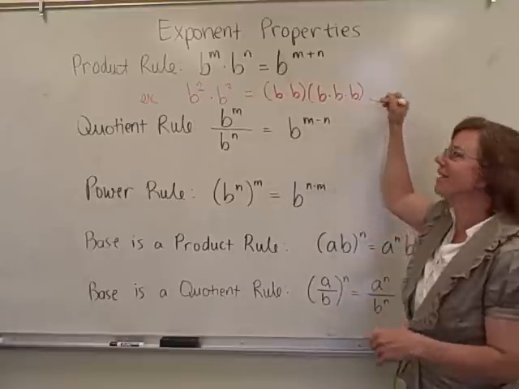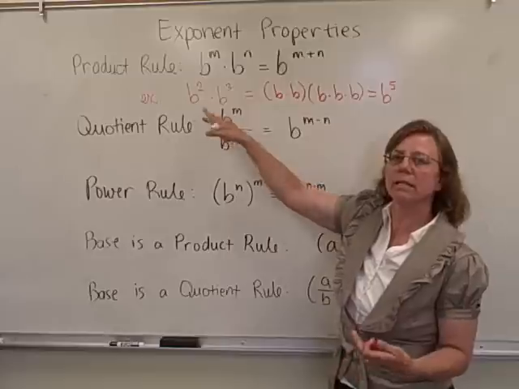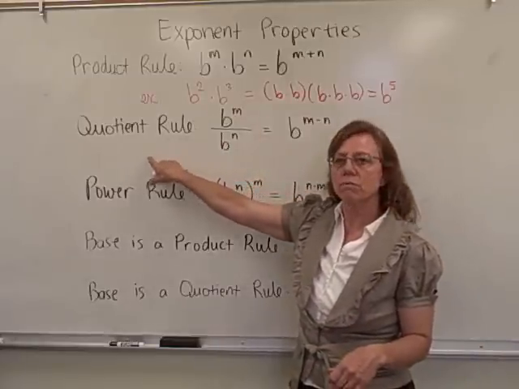1, 2, 3, 4, 5. So that's b to the 5th. So you can see that we really needed to add the exponents there. Okay, the second rule is the quotient rule.